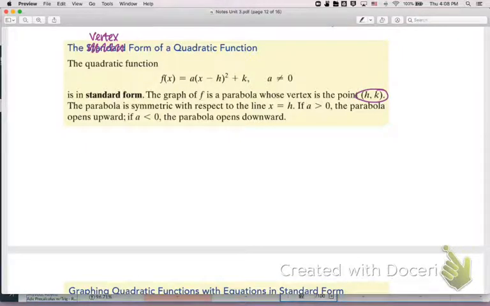The axis of symmetry is the line x equals h. It must be an equation, x equals h. If a is positive, the parabola is going to open up. If a is negative, that causes a reflection, and so the parabola opens downwards.